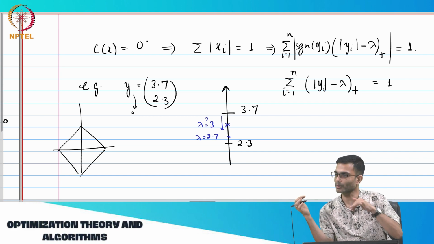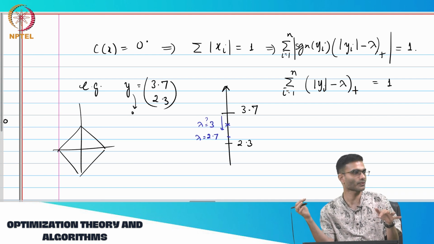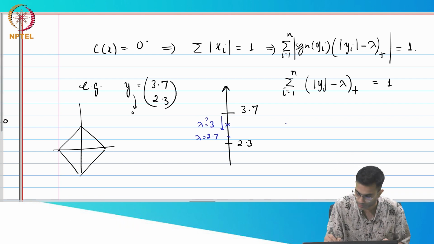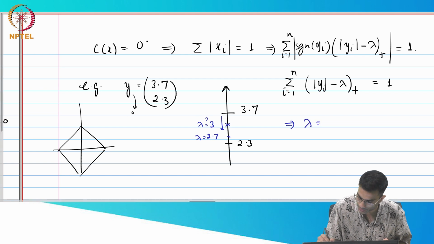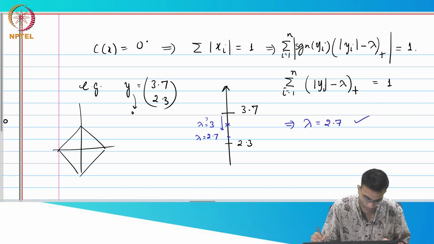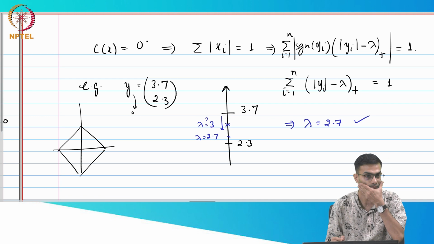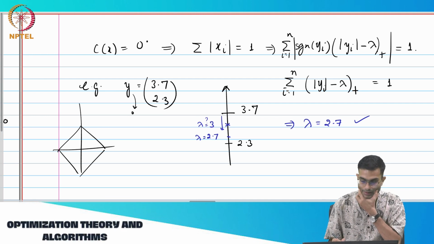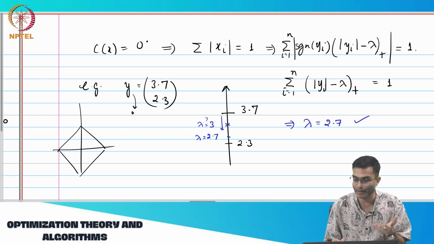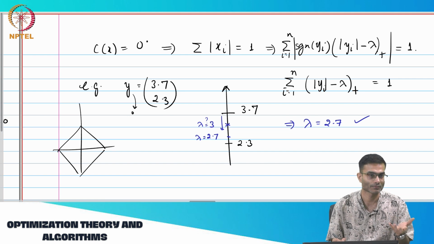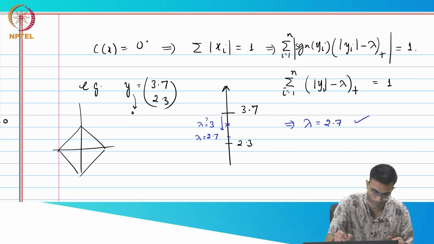The first term will become greater than 1, second term will continue to be 0, right? So, there is a sweet spot over here. So, this implies that lambda equal to 2.7 is the correct solution. So, I have got lambda, right? Finally, I need to get x, right? Lambda is the intermediate guy.